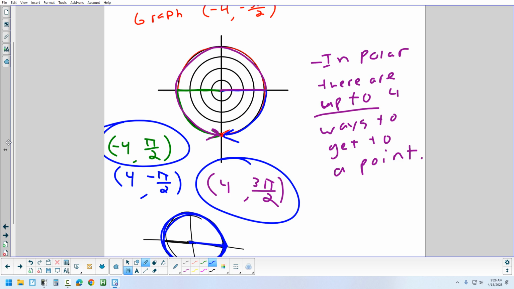I don't know. However you want to do it. Knowing that you can add 2 pi to an angle to make a negative angle positive, you could use that fact to help you as well.